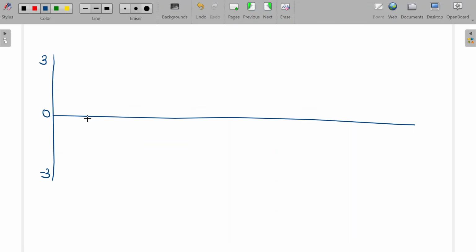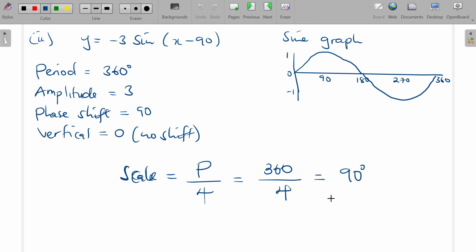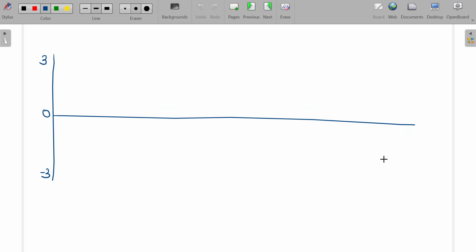Then now, the scale. The scale is telling me that it is 90 degrees. Meaning that after 90 degrees, I'll start from here: 90, 180, 270, 360. These are the points which are critical. Okay, so now I'll start plotting.